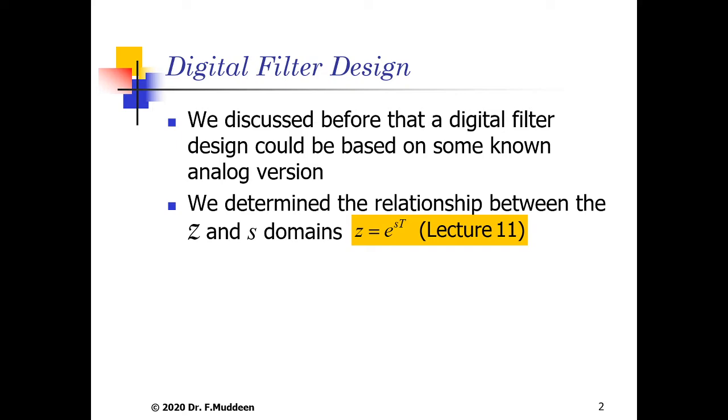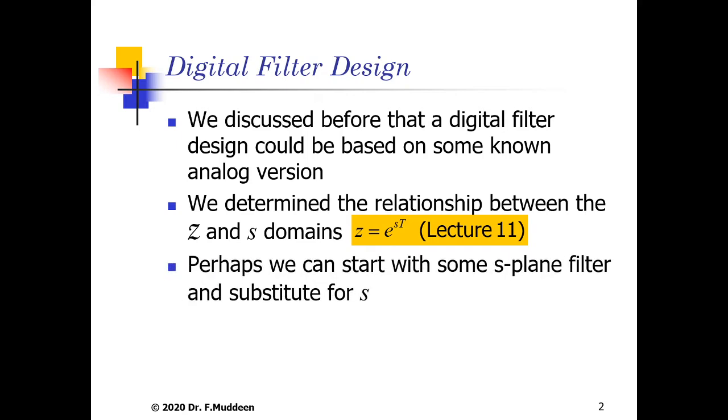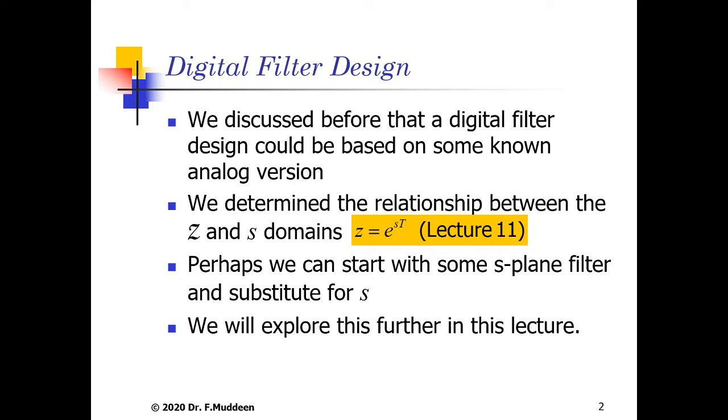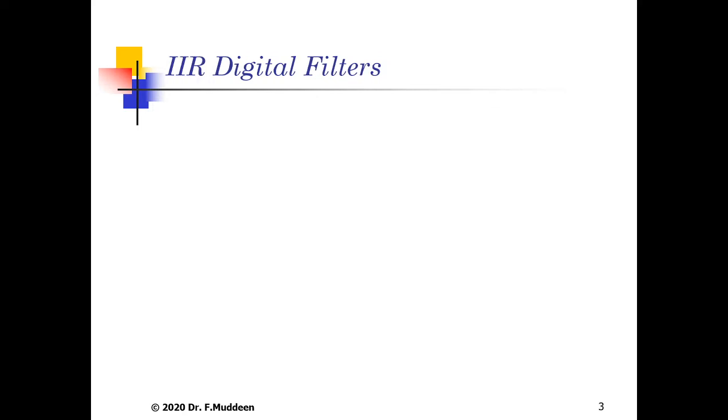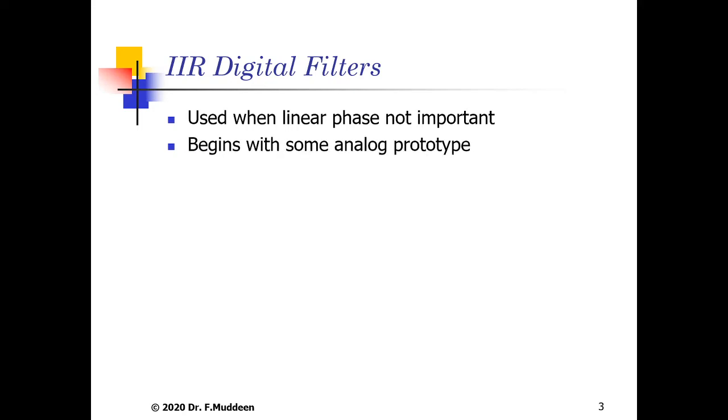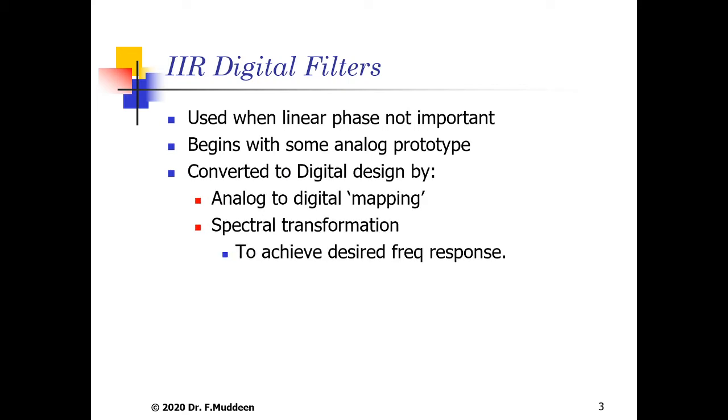In order to start doing infinite impulse response filter designs, or IIR filter designs, we're going to have to start thinking about how we can use the S-plane filter and substitute for S accordingly. And we're going to be exploring this in particular in this lecture. IIR digital filters are basically used when linear phase is not important, and we start with some analog prototype. And we convert that into a digital design by doing analog to digital mapping or spectral transformation to achieve the desired frequency response.